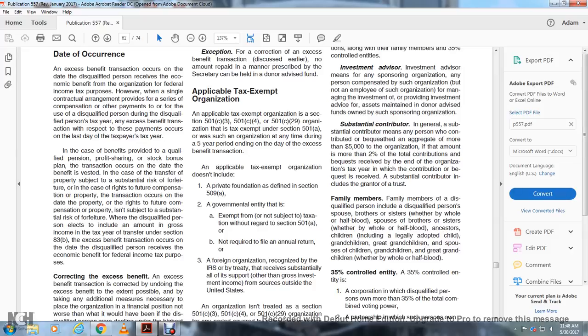In the case of a benefit provided under a qualified pension, profit-sharing, or stock bonus plan, the transaction occurs on the date the benefit is vested. In the case of a transfer of property subject to a substantial risk of forfeiture, or rights to future compensation or property, the transaction occurs on the date the rights are no longer subject to substantial risk of forfeiture, where a disqualified person elects to include the amount in gross income for the tax year of the transfer under Section 83(b). The excess benefit transaction occurs on the date the disqualified person receives the economic benefit for federal income tax purposes.